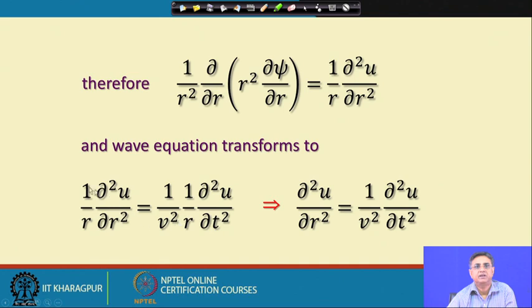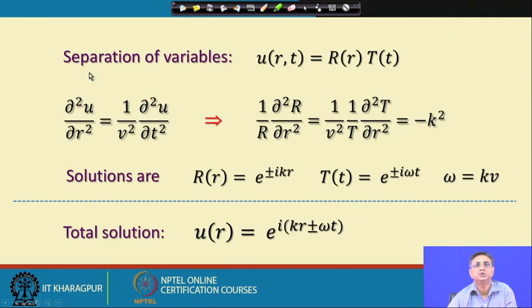So, because 1 by r cancels from either side, this is again a well known equation, and we can use the separation of variables, because r is a representation for the radial function and t is for the time part. So, if I substitute u equal to R of r and T of t into this equation, then we will get this, there will be T multiplied by this and R multiplied by this. Now, if you divide both sides by R and T, I get this equation.